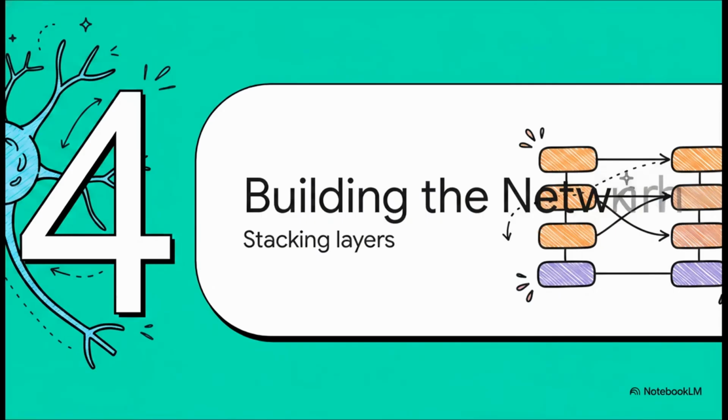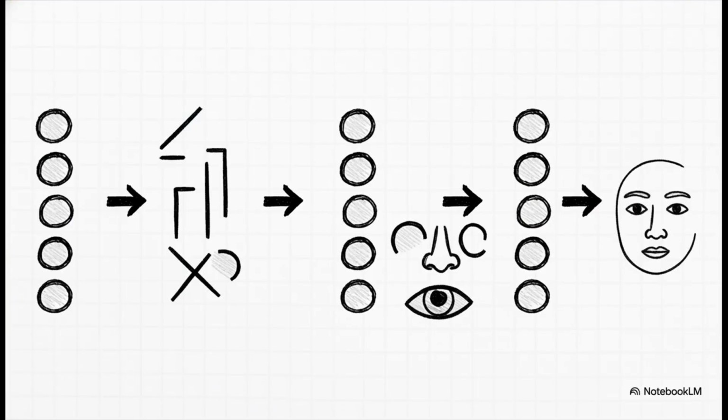Moving right along to Section 4, building the network. Now that we've got our single neuron, let's look at how we actually stack these microscopic blocks together. A deep neural network is created by stacking multiple linear, fully connected layers with those nonlinearities squeezed right between them.